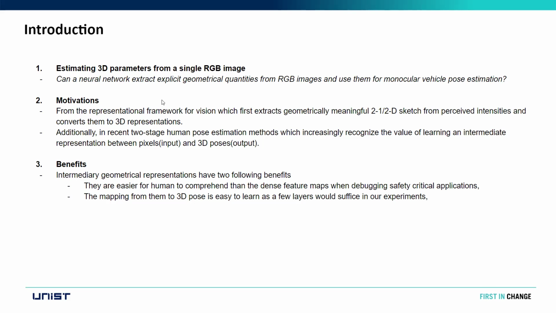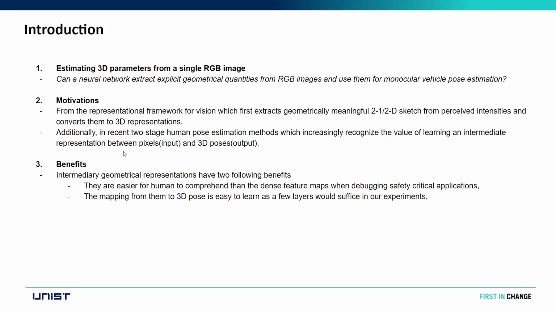So they ask in this paper whether a neural network can extract explicit geometric quantities from an RGB image and use them for monocular vehicle pose estimation. They get their motivation from the representation framework for vision. This is very old work actually. I saw the paper, but I didn't understand it exactly. But the idea here is that in between the prediction, they do a 2.5D detection and then convert those into 3D. So there is some intermediary work in between.